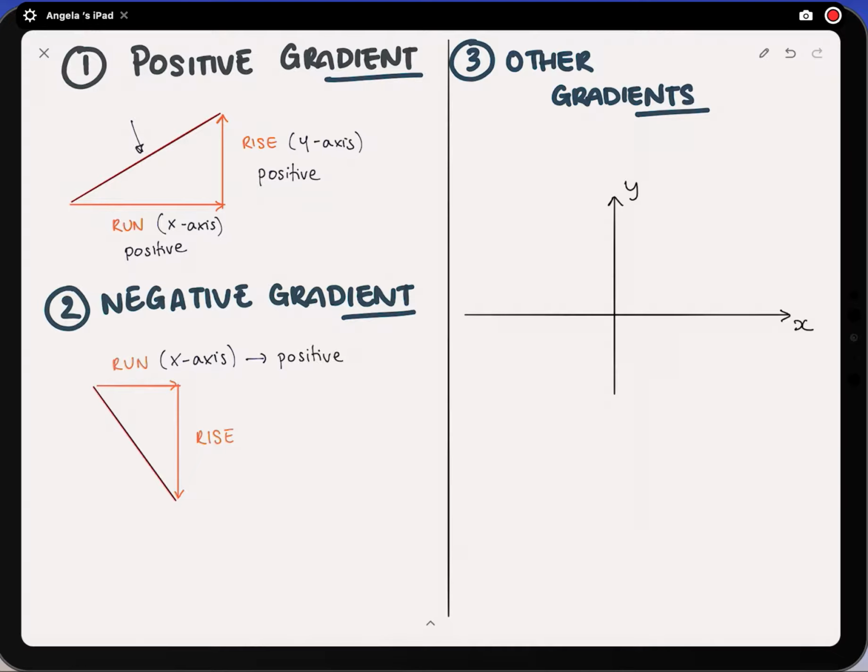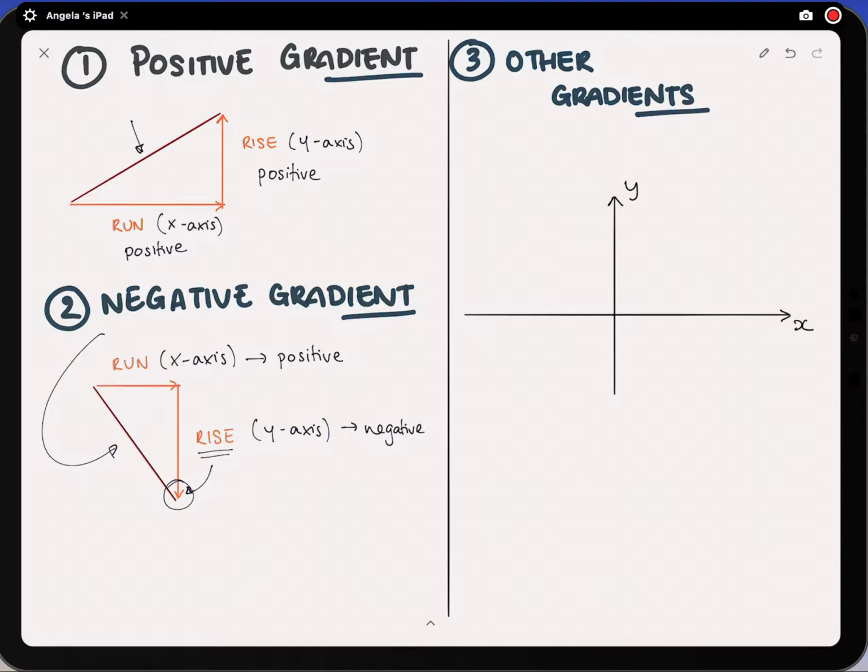And then our rise, which is still represented by our y-axis, is this time negative. And that helps us to identify a negative gradient. So again, you can see here that the red line is going down in a negative direction. And again, our rise being negative is denoted by this little arrowhead pointing downwards.